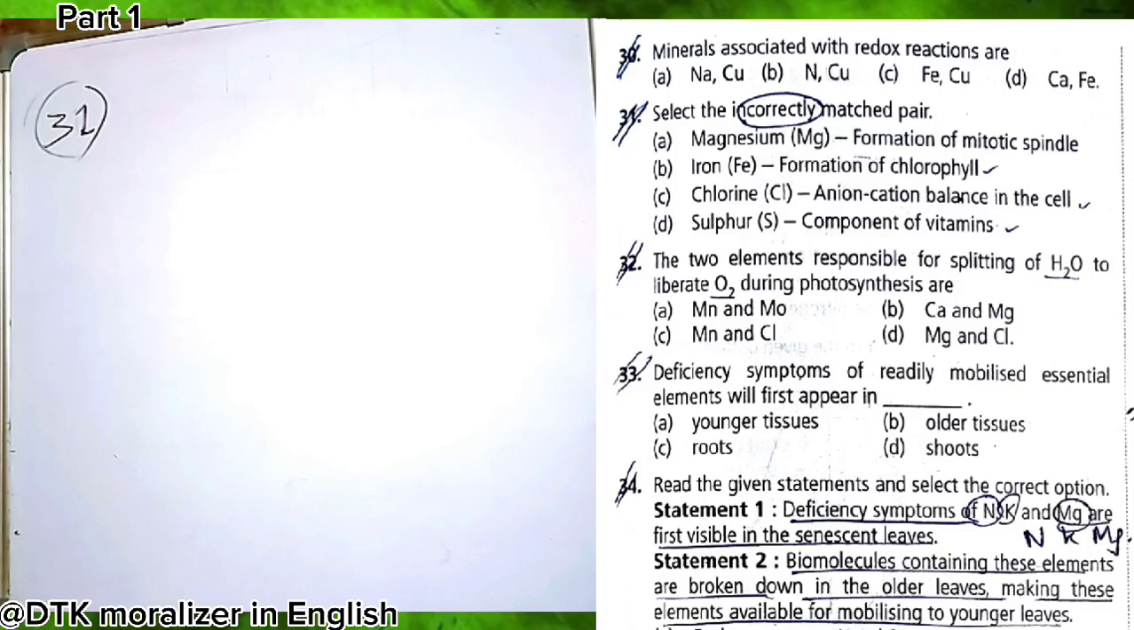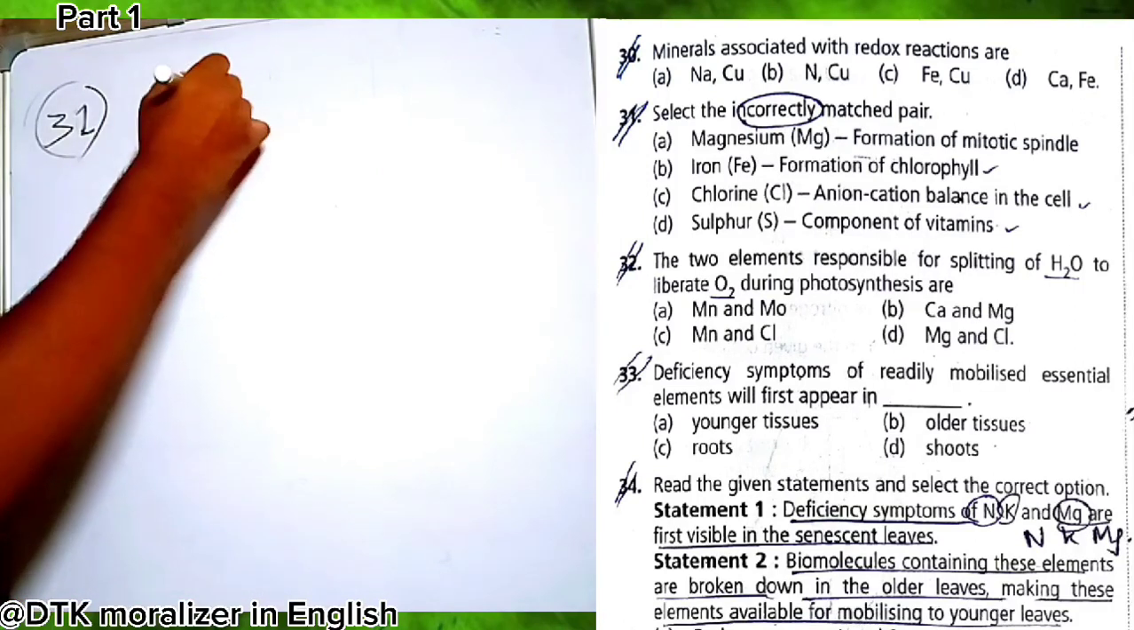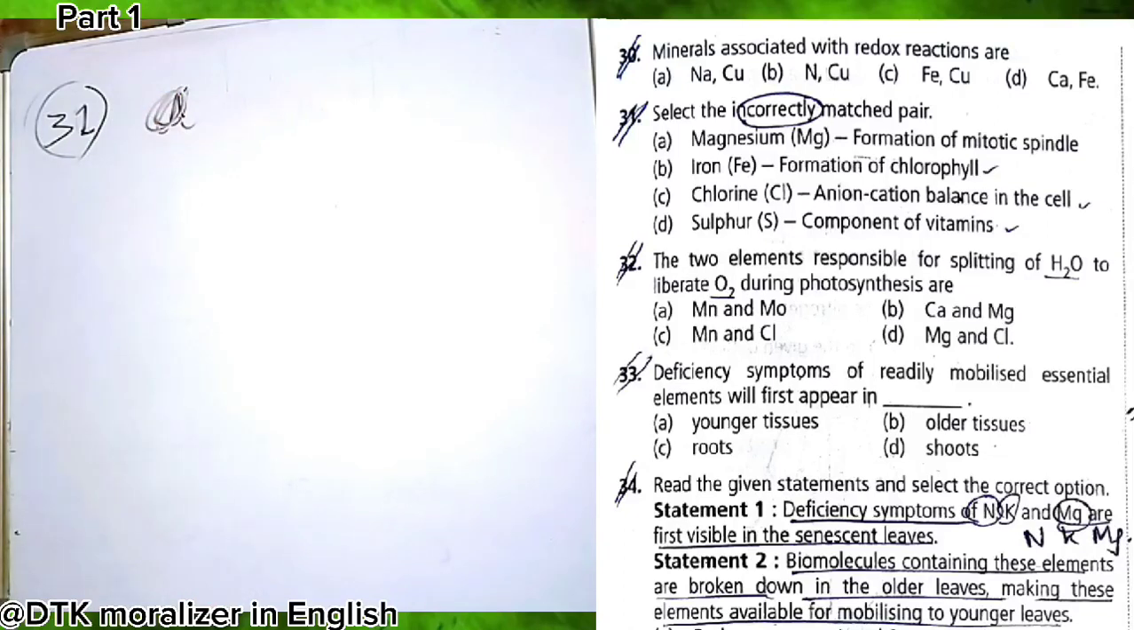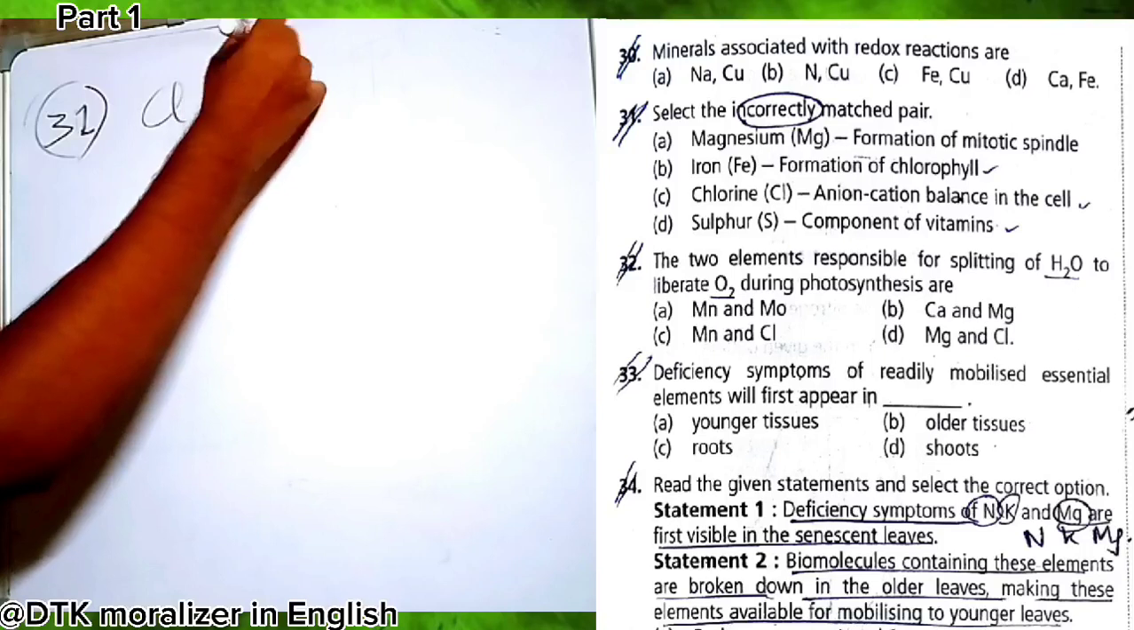Let me wipe it. Now question number 31. Select the incorrectly matched pair. Magnesium, formation of mitotic spindle. Iron, formation of chlorophyll. Chlorine, anion cation balance in the cell. Sulfur, component of vitamins. And so here magnesium, formation of mitotic spindle, is not correct, I think. So option A is right.